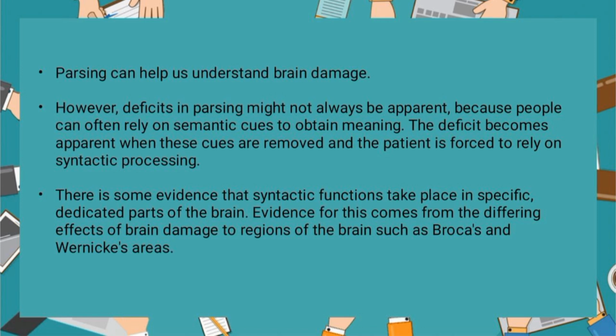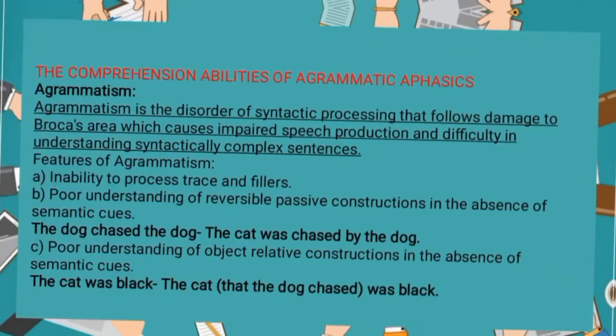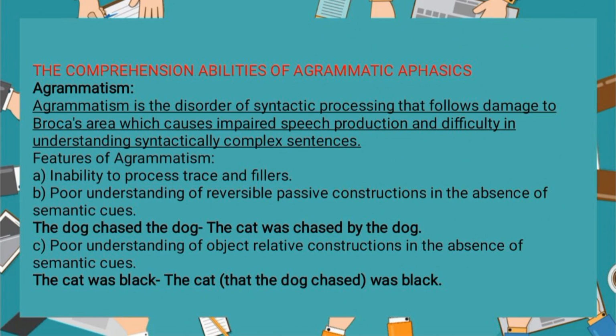Evidence for this comes from the differing effects of brain damage to regions of the brain such as Broca's and Wernicke's areas. Damage to specific parts of the brain can affect our ability to understand how sentences are put together. The comprehension abilities of agrammatic aphasics. Agrammatism is the disorder of syntactic processing that follows damage to Broca's area, which causes impaired speech production and difficulty in understanding syntactically complex sentences.